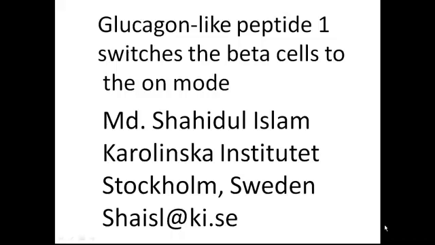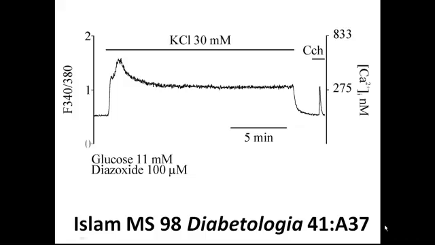The beta cells secrete insulin, and we know that if they do not secrete insulin properly, or if there are not enough beta cells, then we get diabetes. Glucagon-like peptide 1 is being used as an anti-diabetic drug. It is used for the treatment of type 2 diabetes patients, and I will tell you how it works, and I will show you some beautiful pictures.